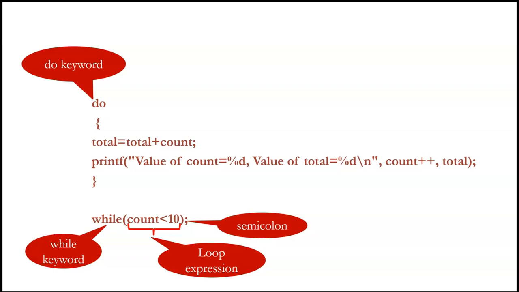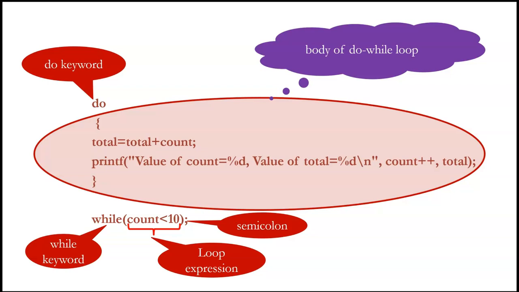Next we have the body of the do while loop, and as you can see, the body of the do while loop consists of two different statements. That's why we have enclosed them with braces or the delimiters. The first statement in the body of the do while loop is total equals total plus count, and the second statement is the printf statement that prints the value of count and the value of total.